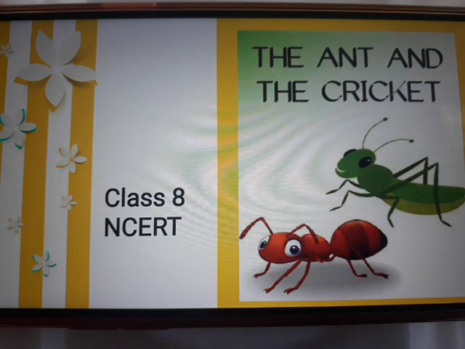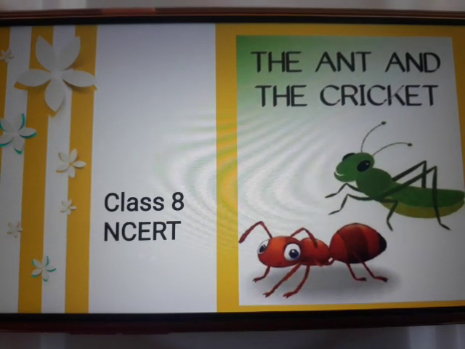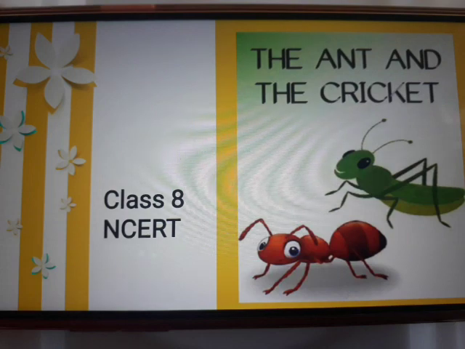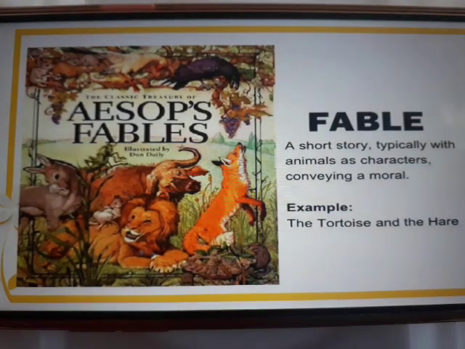The title is quite interesting, isn't it? We have animal characters, and as we read the poem we'll understand that the poem is in the form of a story, or in short we can say it's a fable in poetic form. A fable is a story often with animals as characters that conveys a moral.